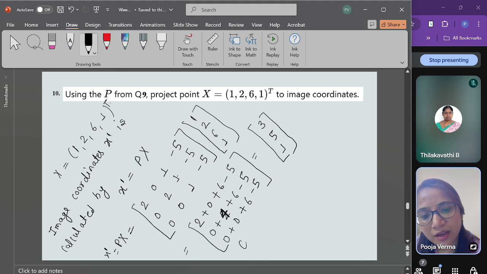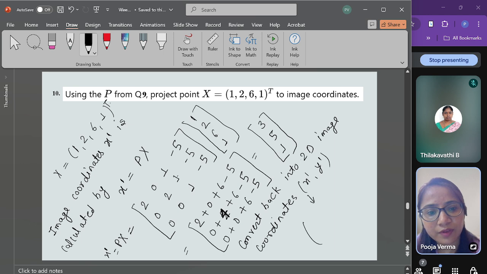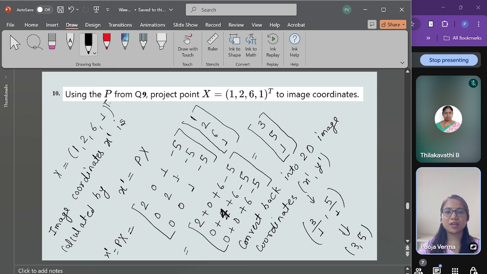Now convert back into 2D image coordinates. What we need to do, let's say it is x dash and y dash, so we can find out 3 by 1 and 5 by 1. So you will get 3 and 5. The image coordinate, using the above projection matrix P and that projected point X, you will get 3 and 5. Okay.